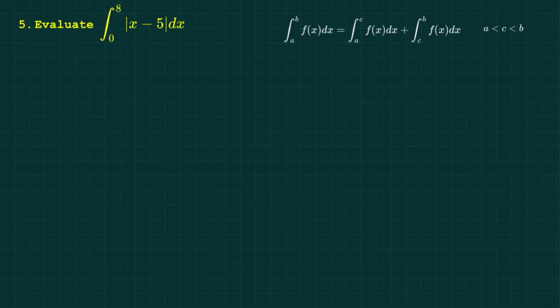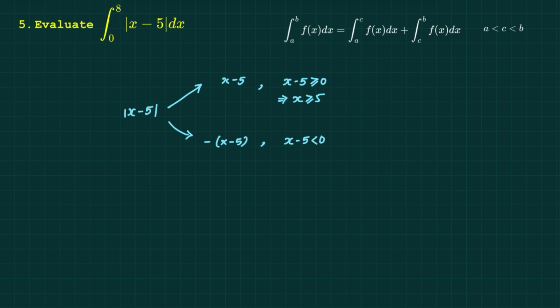Question 5. Evaluate integration from 0 to 8 of modulus of x minus 5 dx. Since this is a modulus function, first we will open this modulus function, that is modulus of x minus 5, into two parts. So this will be plus of x minus 5 if x minus 5 is greater than or equal to 0. That means the value of x should be greater than or equal to 5, and this modulus will be negative of x minus 5 if x minus 5 is less than 0. That is, this will be 5 minus x if x is less than 5.